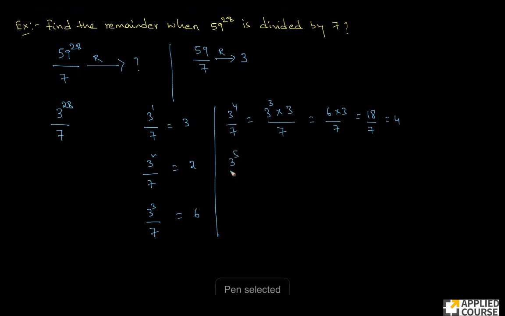Next, 3 power of 5 by 7. So 4 into 3, 12 by 7. So the remainder is 5. 3 power of 6 by 7: the remainder is 5, 3 5s are 15. 15 by 7, the remainder is 1. You need to do this till you get the remainder 1. That is the logic, right? Now you know 3 power of 6 by 7 remainder equals 1.